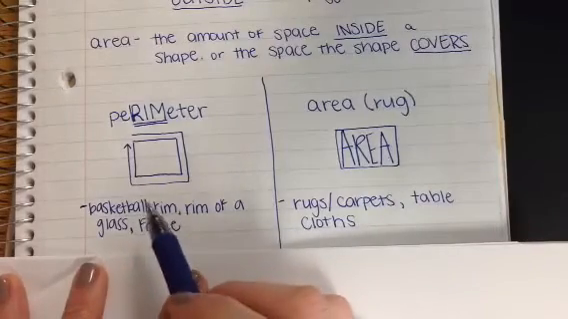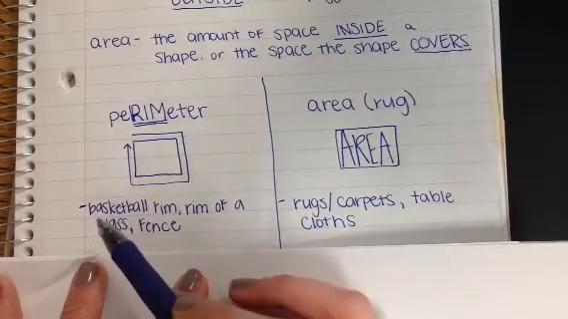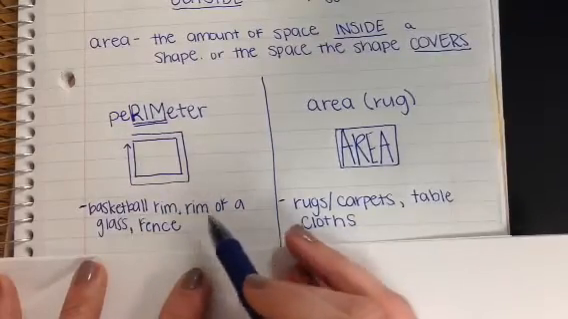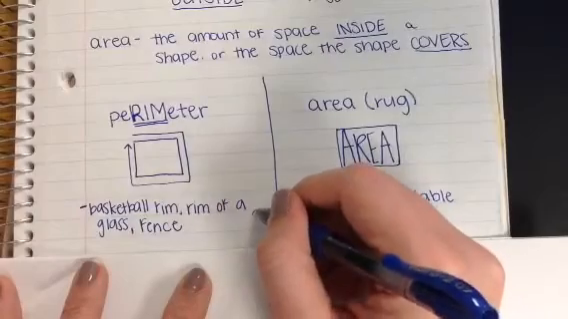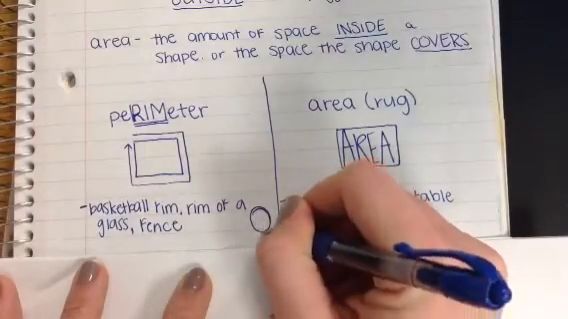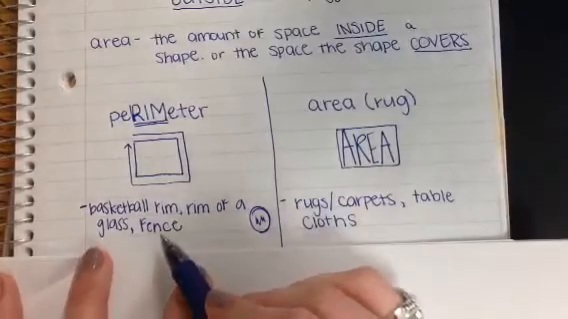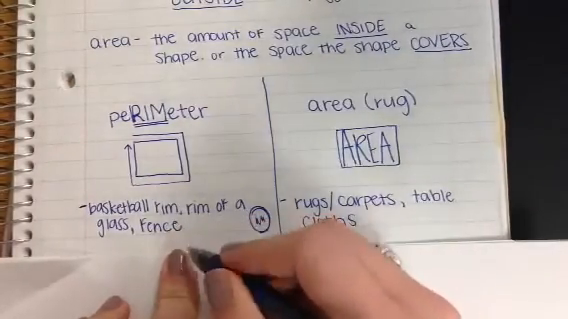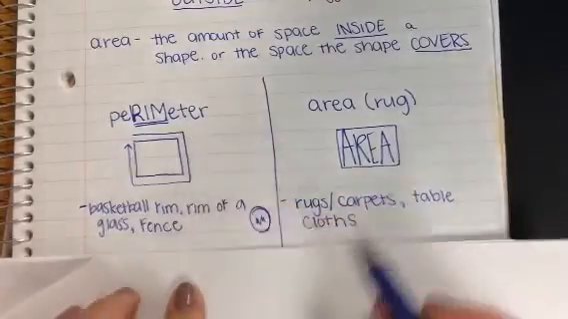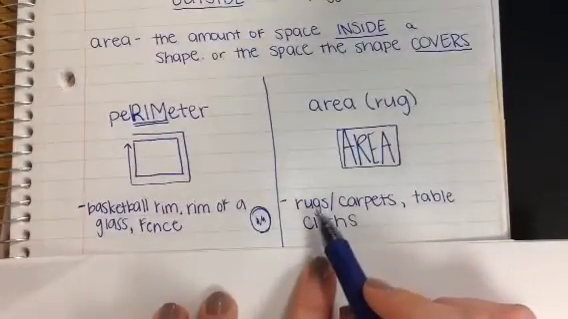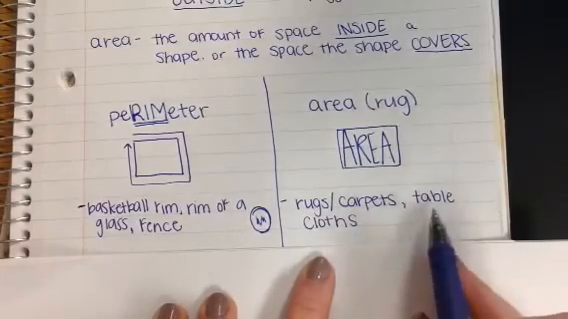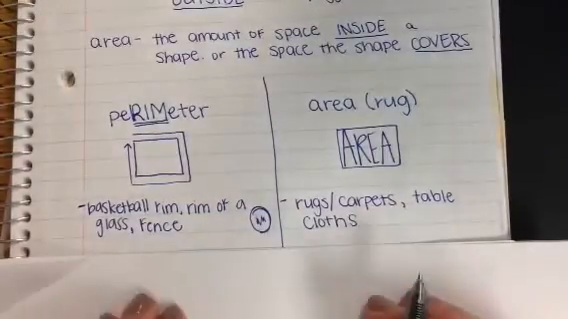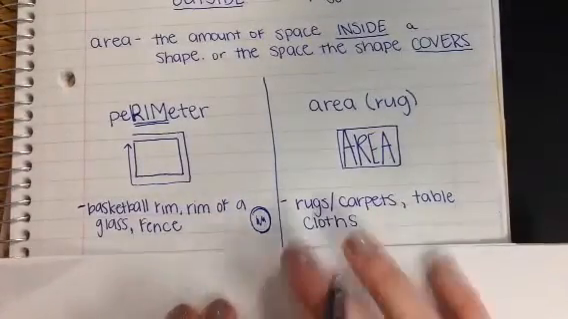Some ways again to remember perimeter and area. Perimeter is like a basketball rim, the shape around the outside. The rim of a glass, which is that edge of a glass, so just the outside of it, not the space inside. Or a fence. Remember, a fence doesn't cover your yard, it just goes around the outside of your yard. So that would be perimeter. Whereas for area, you're going to be talking about rugs or carpets or tablecloths or your bedspread, anything that has to cover an entire area.